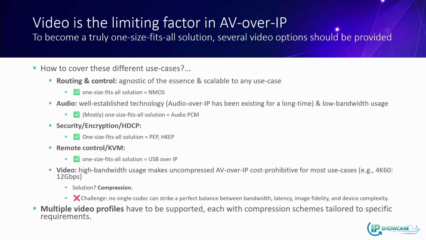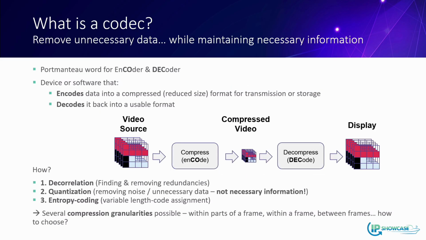So what's the solution to this problem? Well, compression. But the thing is, with compression, it's impossible to find a perfect balance between the different requirements that you have with codecs. So you cannot have a very low latency, a very high image fidelity, and a very low device complexity. That doesn't work together. So you kind of have to accept the trade-off and pick and choose based on what your needs are. And so for this reason, multiple video profiles have to be supported if you want IPMX to be the Swiss Army knife of AV.